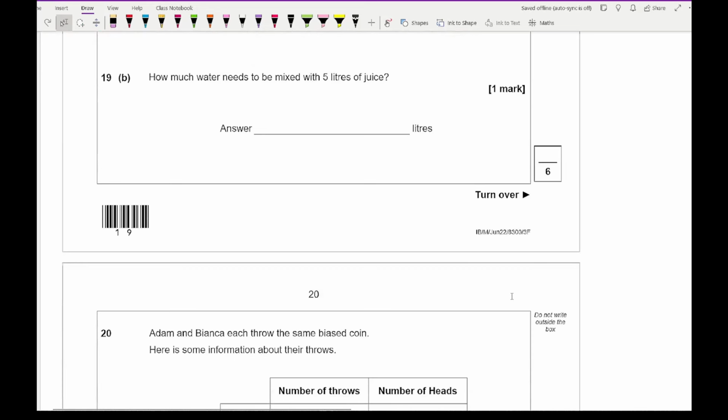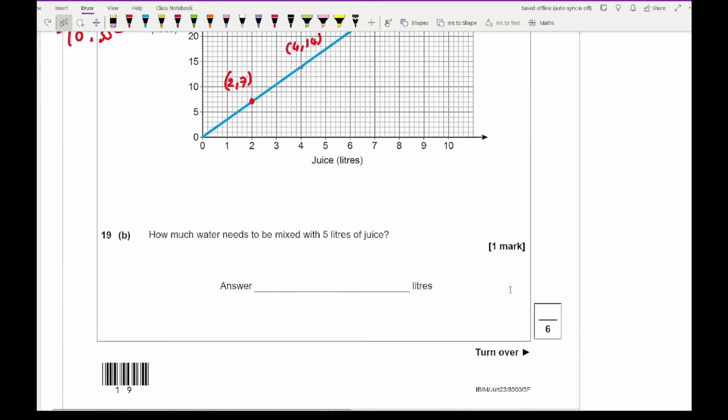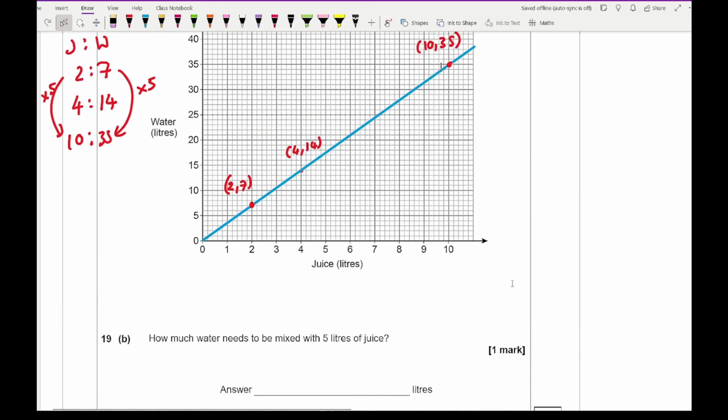Then moving on to question 19b, it says how much water is needed to be mixed to make 5 litres of juice? Well, the ratio is 2 to 7 of juice to water. So if the juice is 5, what do I need to do to get from 2 to 5? Well, I multiply it by 2.5. So if I multiply 7 by 2.5, I get the answer of 17.5.